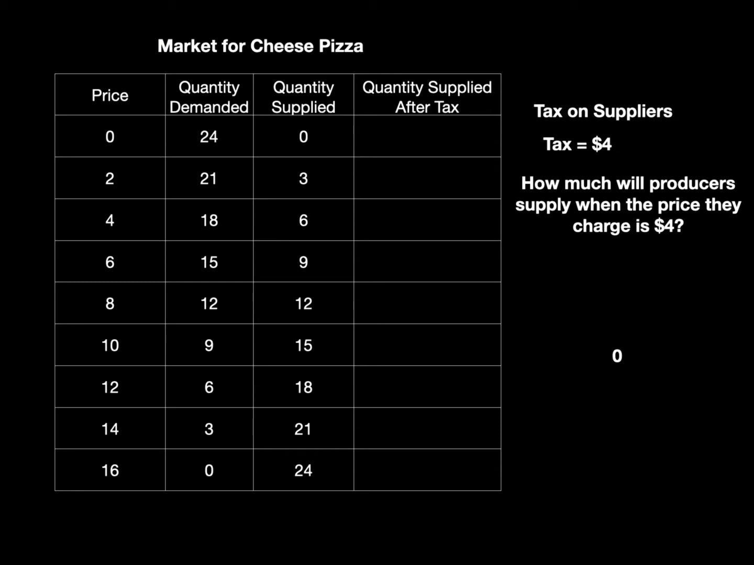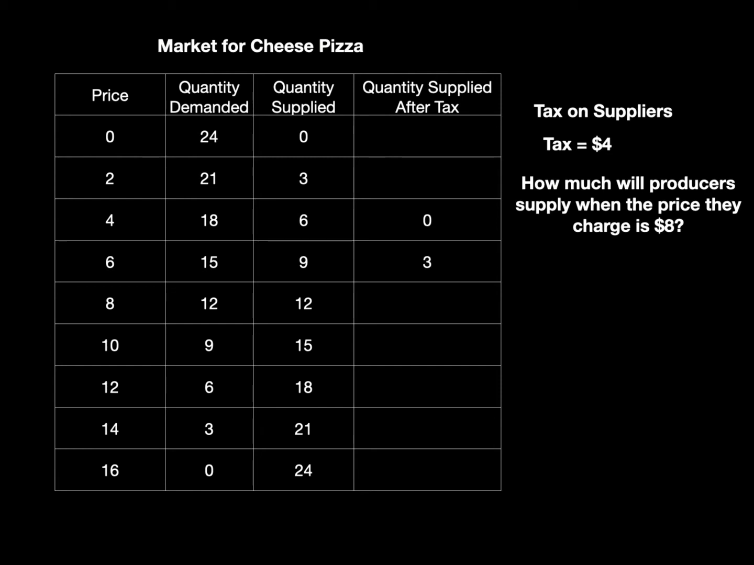We can see from the old supply schedule that when the after-tax price is $0, producers will supply 0 cheese pizzas. Please take a minute and figure out how much producers will supply when the price they charge is $6. If producers receive $6 from consumers and then pay a $4 tax to the government, they're actually receiving $2 net of the tax. When the price producers receive is $2, we can see from the old supply schedule that they are willing to supply 3 units. So quantity supplied will be 3 units when the price is $6.